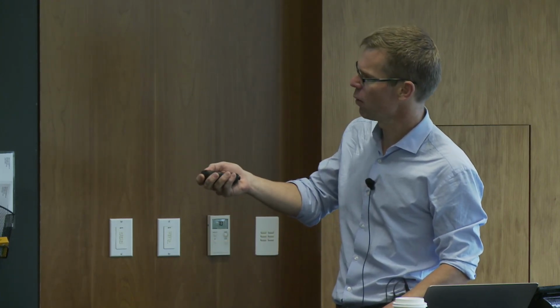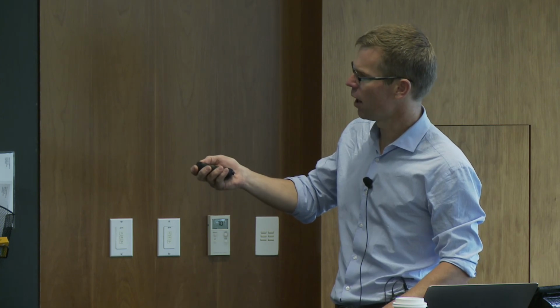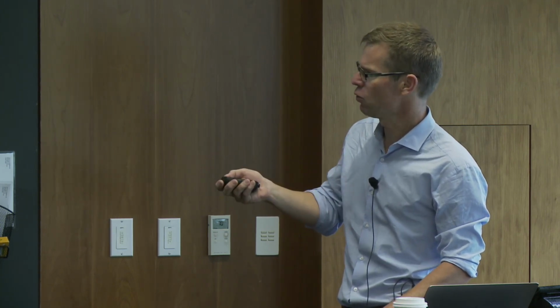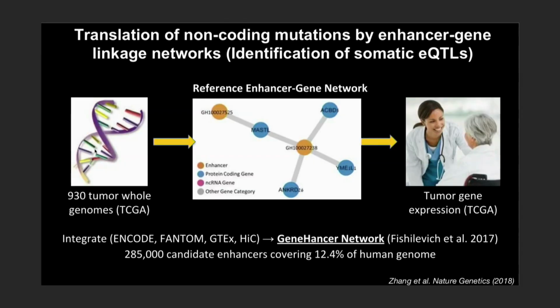And from the abstract of their paper, what GeneHancer summarizes from a bunch of previous data and studies is about 285,000 enhancer elements genome-wide, and those cover about 12.4% of the human genome. So we're still not going to look at 86% or 87% of the human genome, but nonetheless, that's much better than just looking at genes.